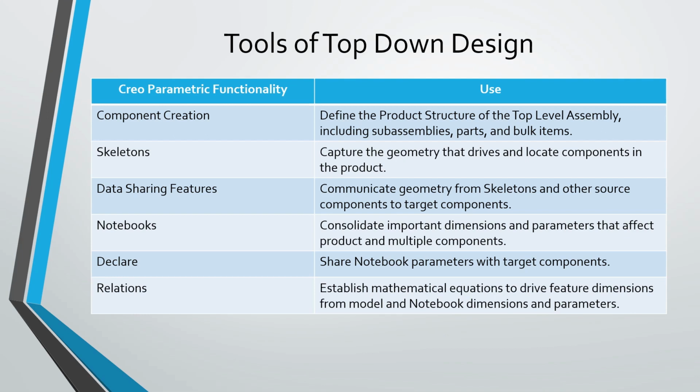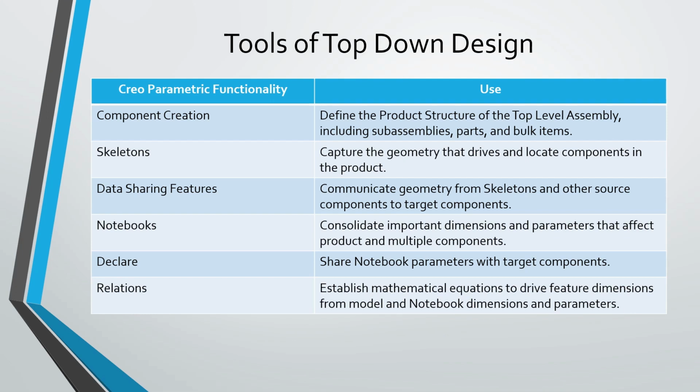Notebooks allow us to consolidate all the different important dimensions and parameters that affect our product or can affect multiple components in the assembly. Once we have these dimensions and parameters in our notebooks, we can use the declare command, which will make all those dimensions and parameters available in whatever objects we declare them to. And we can write relations, which are just mathematical equations or expressions that relate some dimensions and parameters in your model to other dimensions and parameters.